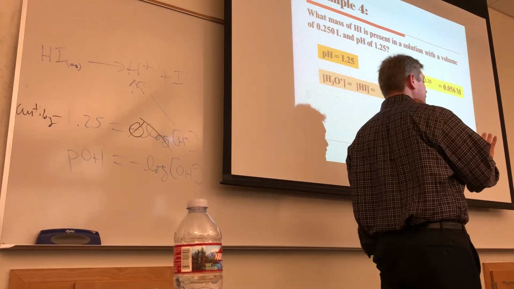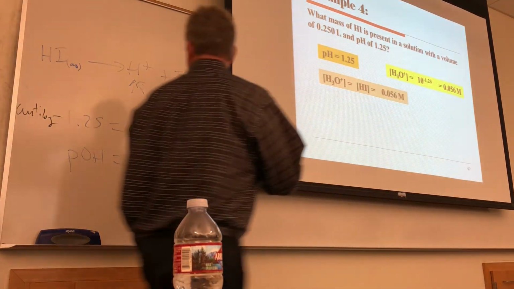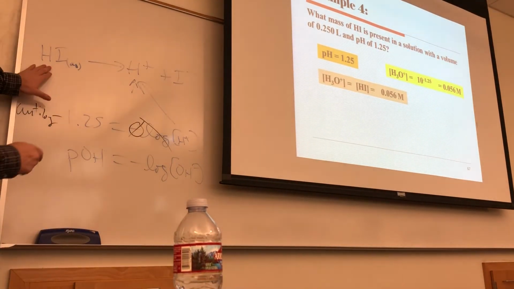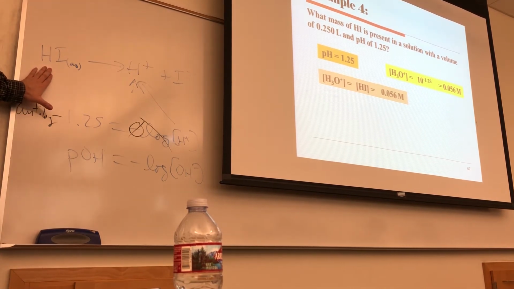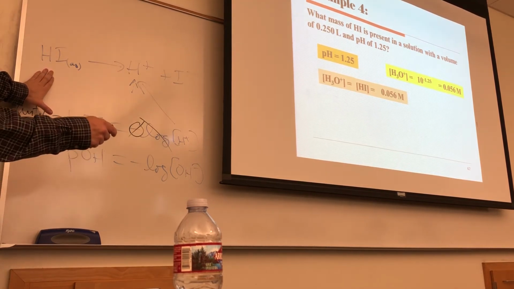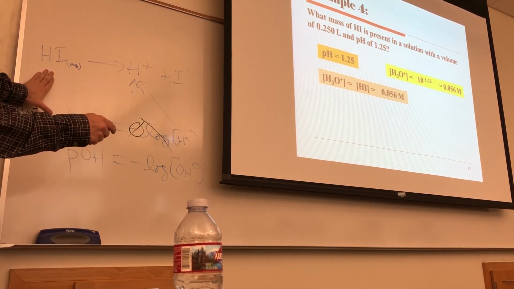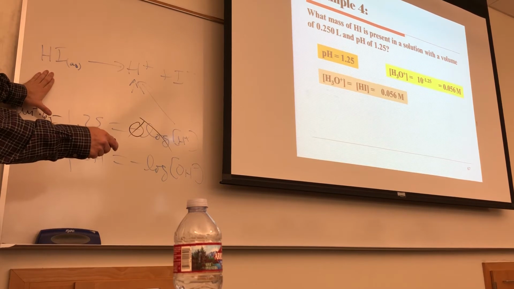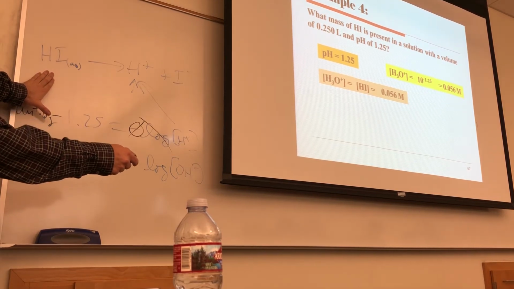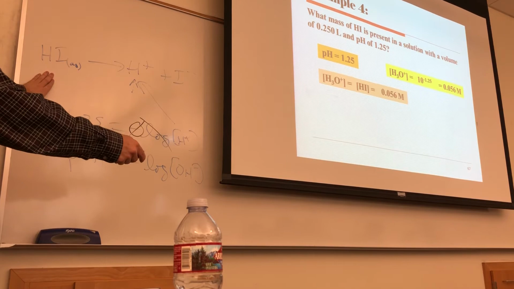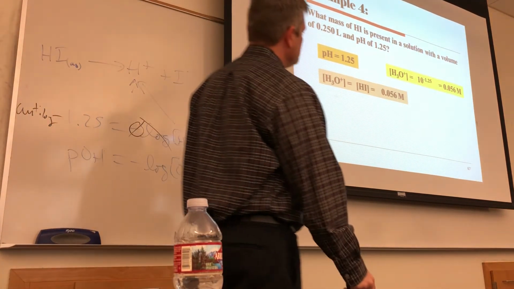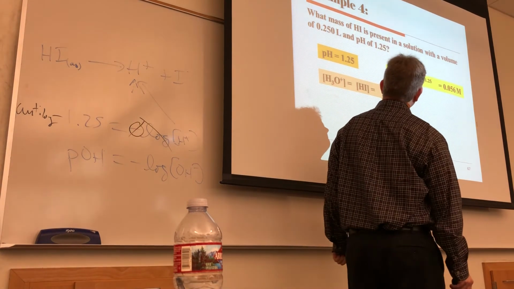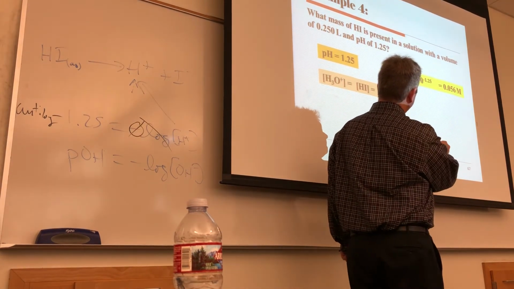All we've done so far, knowing this equation here, is figure out that the concentration of this is 0.056 molar. From that, we could then figure out what the moles of this are. And from the moles, we could then use the molar mass to figure out what the mass is.